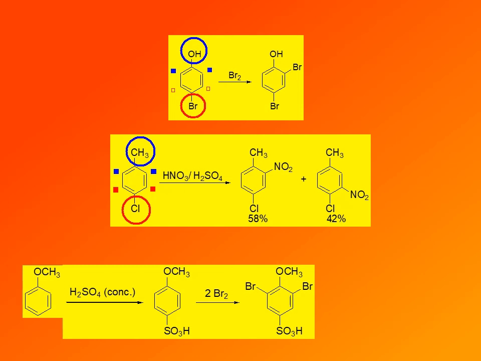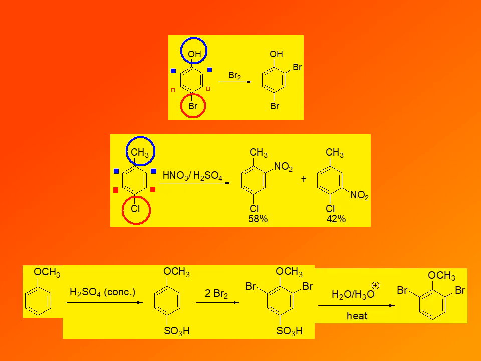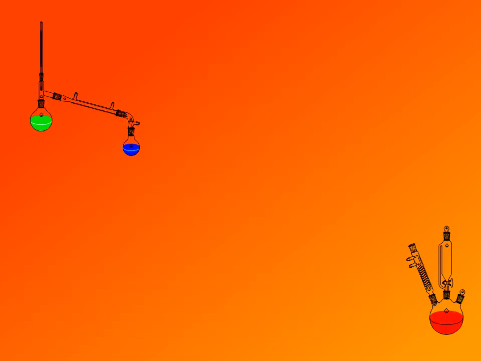Now that we have obtained bromination in the desired positions, 2 and 6 relative to the methoxy group, we remove the sulfonic acid functionality by heating in dilute acid, and we obtain the desired product, 2,6-dibromoanisole. This completes our overview of synthesis of di- and tri-substituted benzenes, and next we are going to look into the chemistry of aromatic diazonium salts.